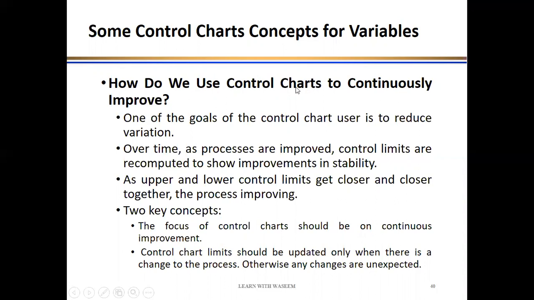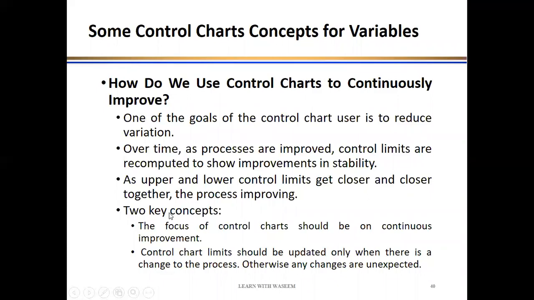So how do we use control charts to continuously improve? One of the main objectives of the control chart user is to reduce the variation. And how can you reduce the variation? When the upper and lower control limits get closer together, that means the process is improving. So what we need to do is to move the upper and lower control limits closer towards one another.